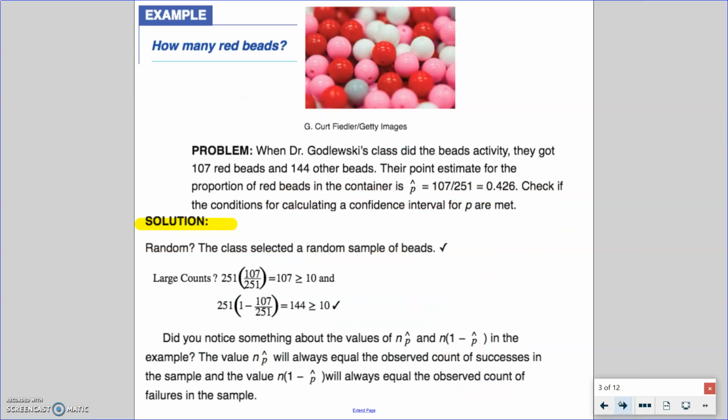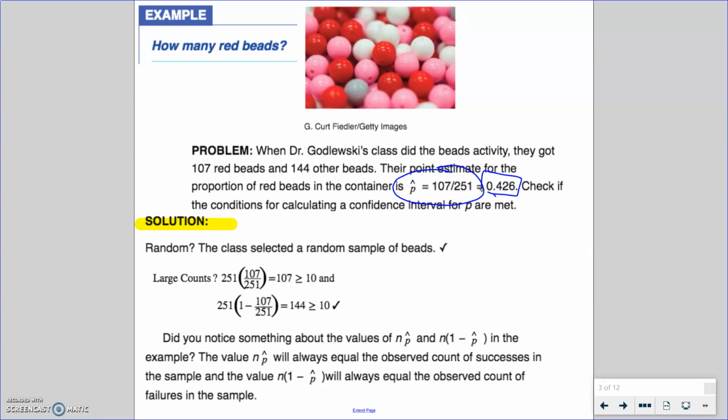So here's an example problem. Pause the video, read through it, and then we'll talk about the solution. All right, so they had a sample. This was a beads activity we were going to do together if we were in class together, but it's kind of hard to do that with digital learning. So they basically counted how many red beads versus white beads they had in the selection, and in their sample, out of 251 beads, 107 of them were red, and so they got this as their P hat. So check if the conditions for calculating the confidence interval for P are met.